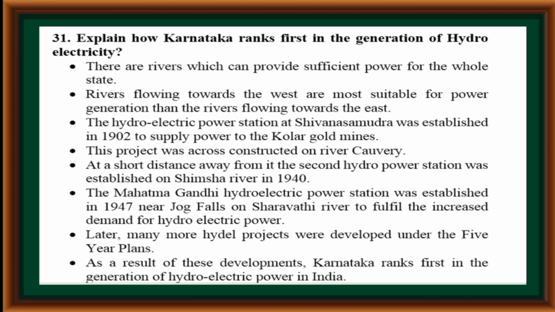Mahatma Gandhi Hydroelectric Power Station was established in 1947 near Jog Falls on Sharavati river to fulfill the increased demand for hydroelectric power. Later, many more hydel projects were developed under the 5-year plans. As a result of these developments, Karnataka ranks first in the generation of hydroelectric power in India.